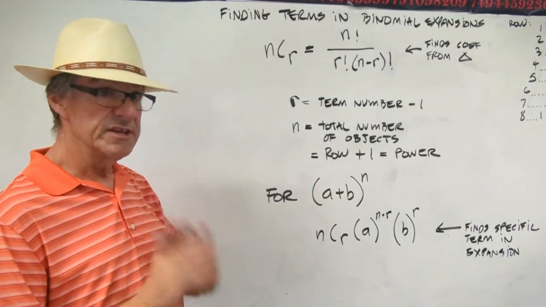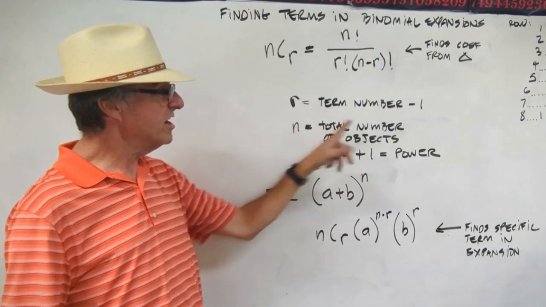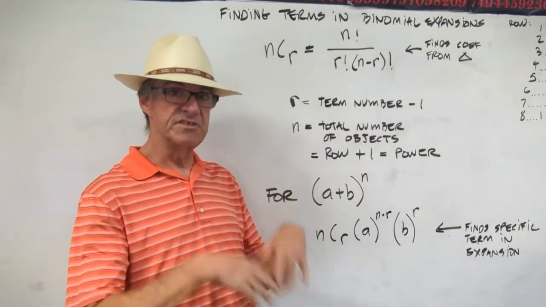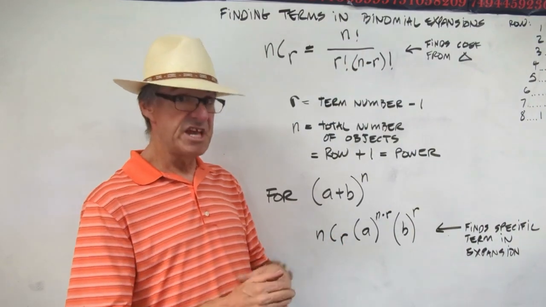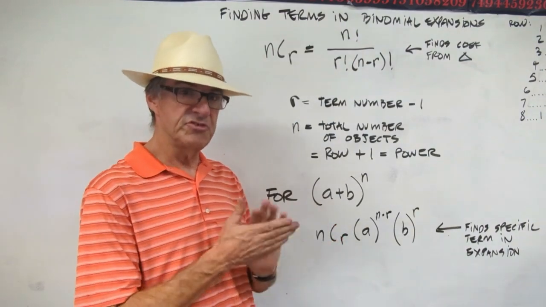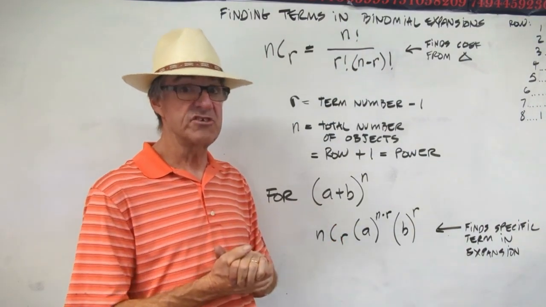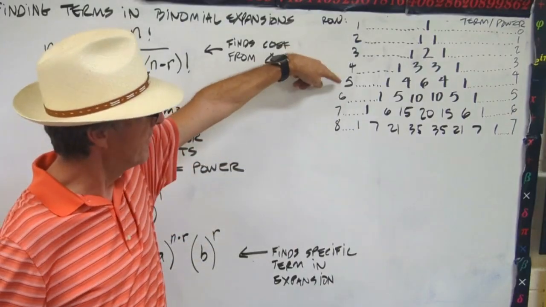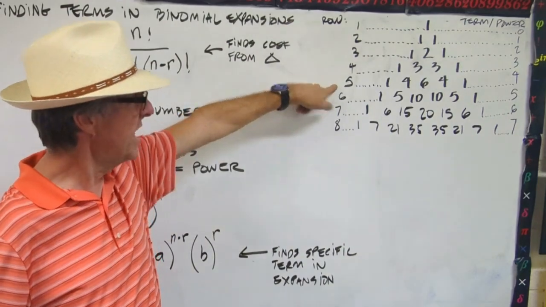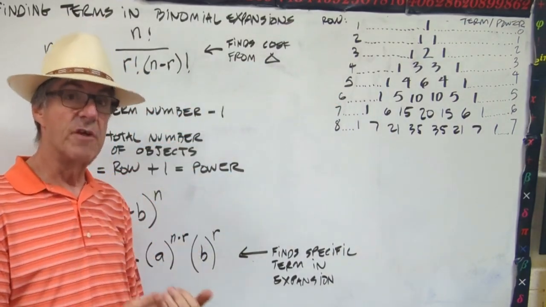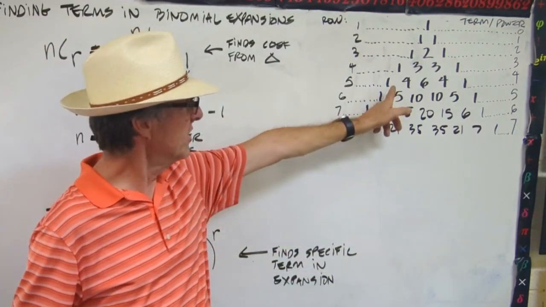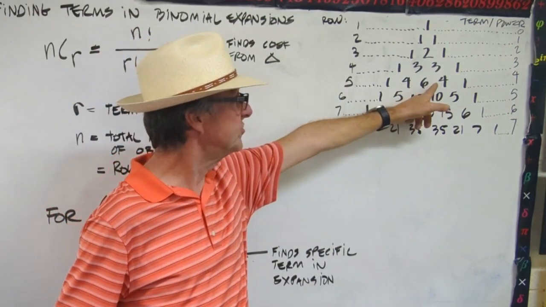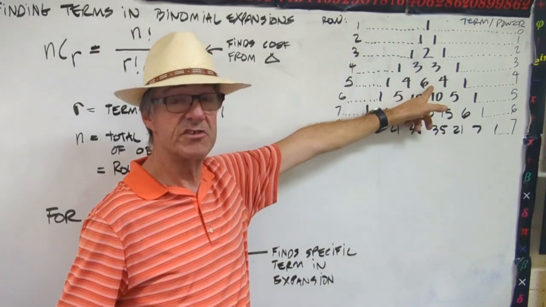Now I want to talk to you a little bit about R. R is the term number minus 1. So let's think about this combinatoric situation. Let's say I have 4 items and I'm interested to know how many ways I can select 2 of them. So 4 items is going to be on the 5th row. That would be our n, and I'm making a selection of 2 items. So here is 0 items, here is 1 item, and here is 2 items. This is the 3rd term.